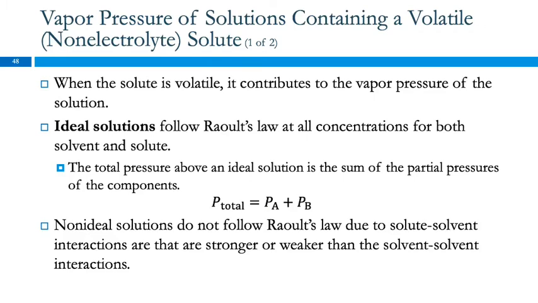If it's a non-ideal solution, then it doesn't follow Raoult's law because of interactions between the solute and the solvent. If the solute and the solvent really like each other, if they're very attracted to each other, that's going to reduce the rate of evaporation for both. It's going to reduce the vapor pressures. If they don't like each other, if they're trying to get away from each other, like we're in solution here, but I'm not really crazy about you, then that's going to increase the rate of evaporation, and it'll cause the pressures to be higher than predicted by Raoult's law.